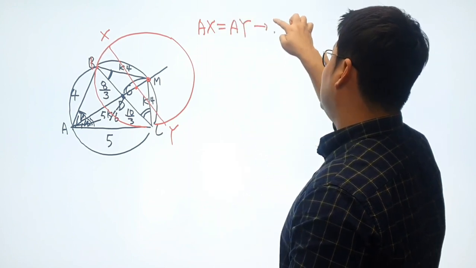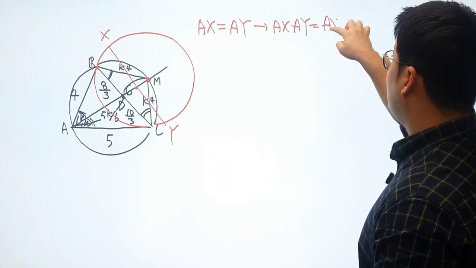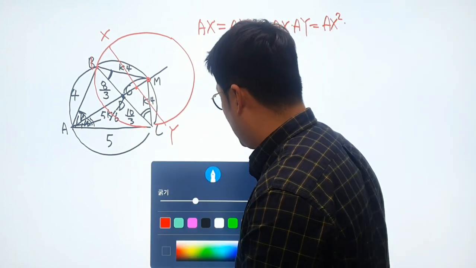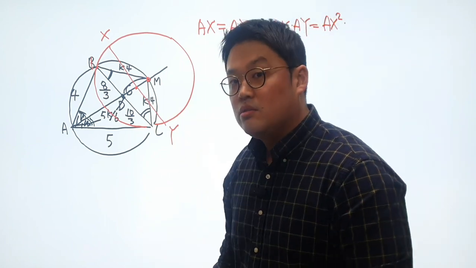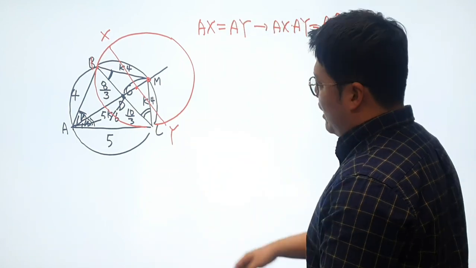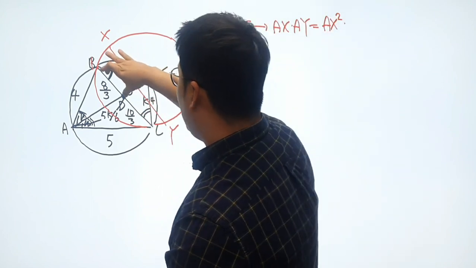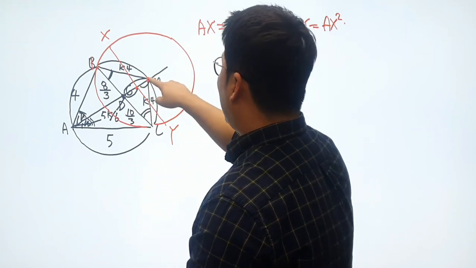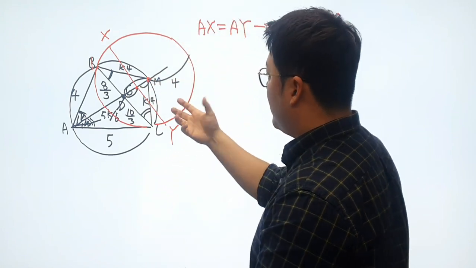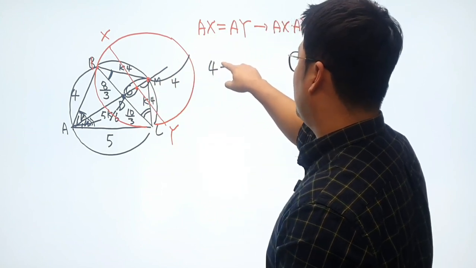So the question states that you need to get AX times AY, so probably you need to get AX squared. So what are we going to do? All right, so let's try to switch the colors. Probably I need to use power of a point again. Okay, so that has been cut in half. And I know that these are 8 over 3, so that must be 4/3 and 4/3, right? So that's 4. All right, so 4 plus 4/3, 4 plus 4/3.